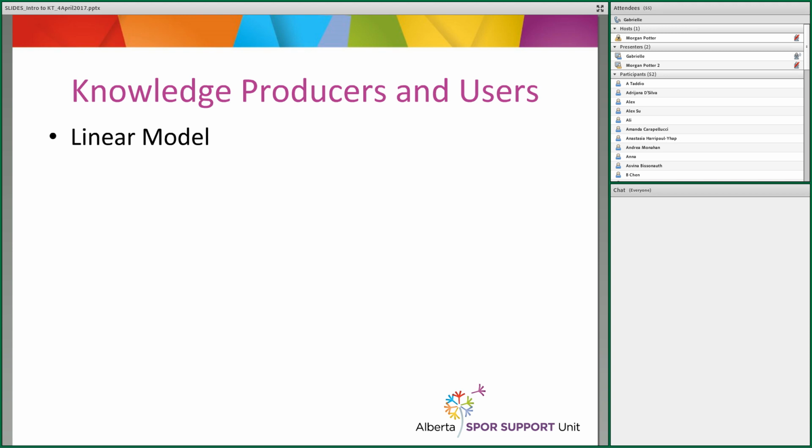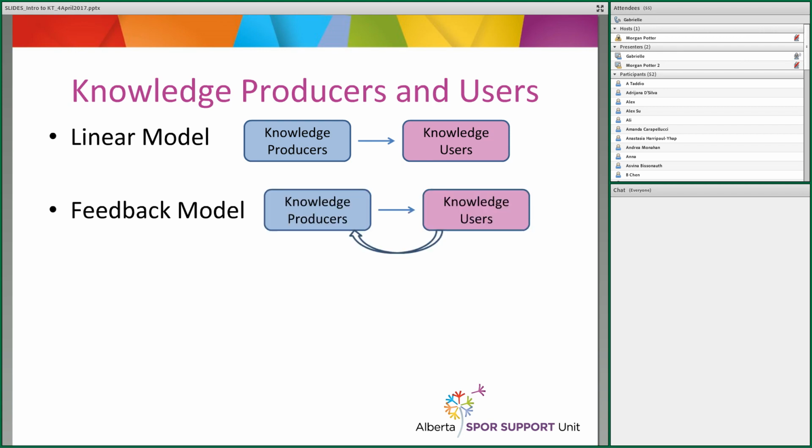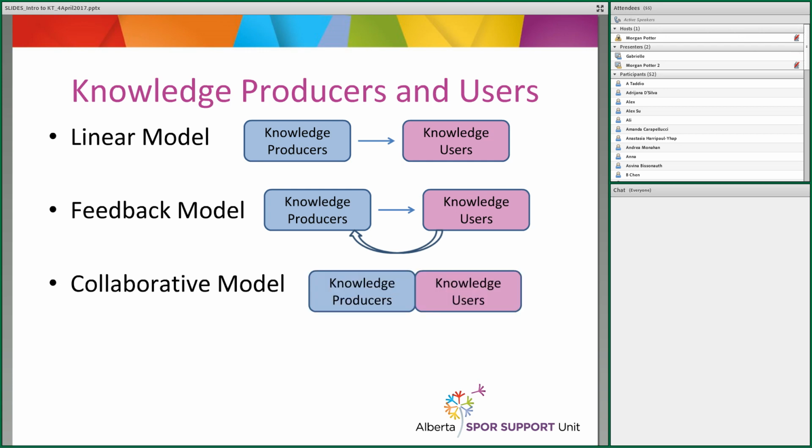There's a linear model, which is based on the assumption that knowledge is produced and packaged independently of knowledge users and handed over. But we also know that this isn't the most effective way for knowledge uptake. The feedback model allows knowledge users to provide feedback on the knowledge findings and potentially influence subsequent research. A collaborative model puts knowledge producers and knowledge users side by side and enables them to talk to each other throughout the research process.